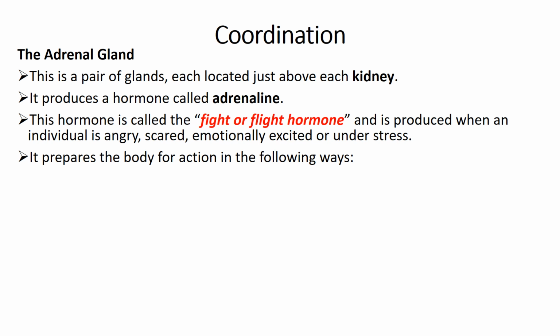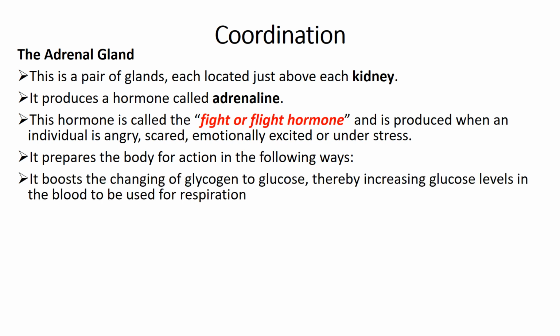Some of the ways in which this fight or flight hormone, adrenaline, prepares the body: it boosts the changing of glycogen to glucose, thereby increasing glucose levels in the blood to be used for respiration. Remember, glucose is stored as glycogen in humans. So when your body has to be prepared for fight or flight, when you are scared, under stress, or emotionally excited, this boosts the changing of that storage of glucose, which is glycogen, to glucose, so that glucose is used to produce energy in respiration, the energy that you are supposed to use when the actual fight or flight is happening.